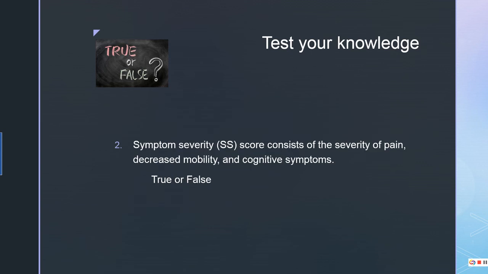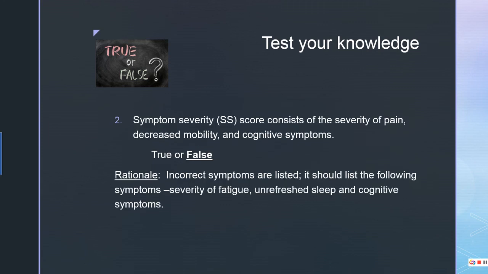Okay, the second question for testing your knowledge. Symptom severity SS score consists of the severity of pain, decreased mobility, and cognitive symptoms. True or false? The correct answer is false. Incorrect symptoms are listed. It should list the following symptoms: severity of fatigue, unrefreshed sleep, and cognitive symptoms.